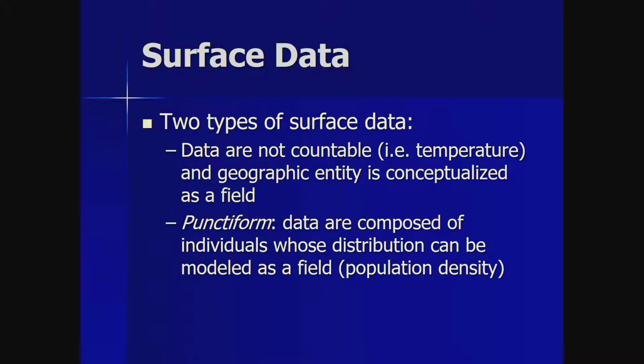So other data, though, is punctiform. It's data that are composed of individuals whose distribution can be modeled as a field. Things like population density, whether that's animals or people or observations. It's not really a field. In other words, anywhere you go, the population density of a particular location is either 1 or 0. There's either a person there or there's not a person there.